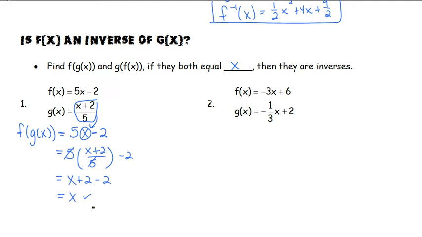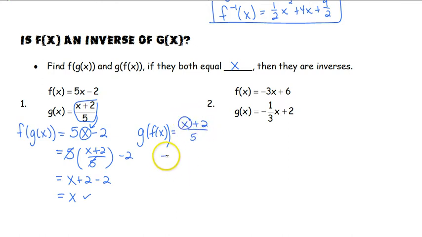In order for them to be inverses, both of them must be x. If one of them is and the other one's not, it's not going to cut it. We got to make sure that both of them are. So now we're going to check our g of f of x. We're going to plug our f of x into the g function. Our g function is x plus 2 over 5.